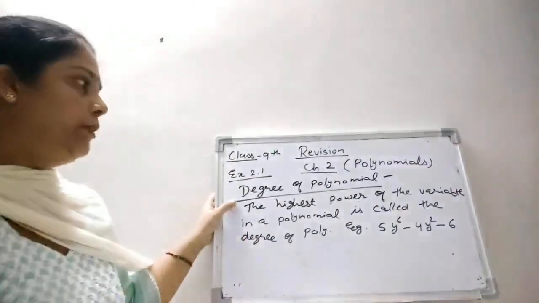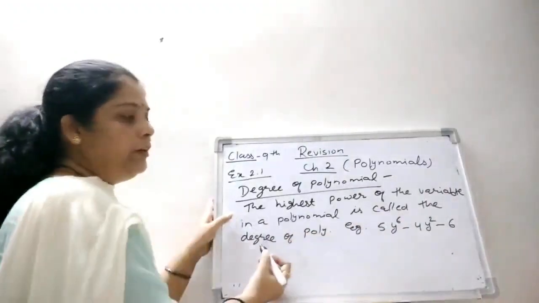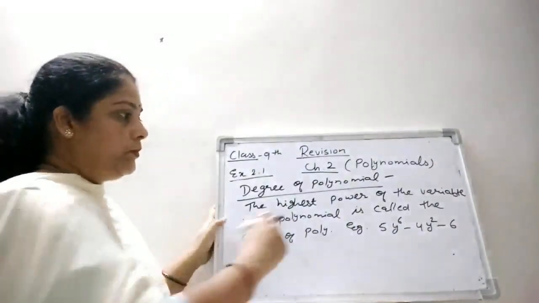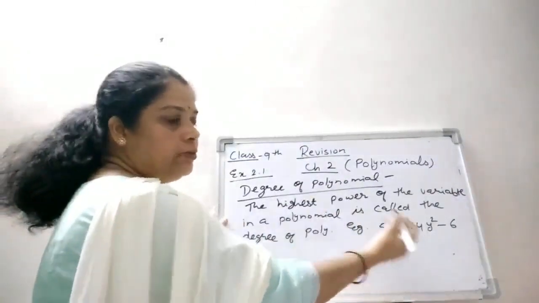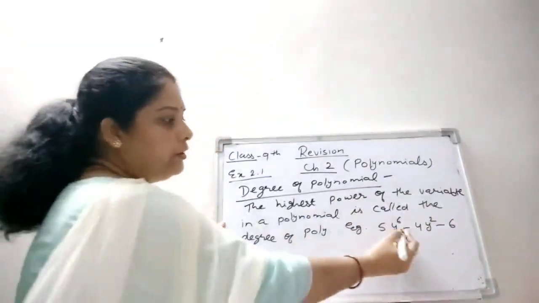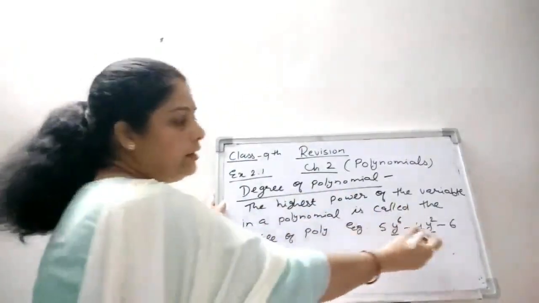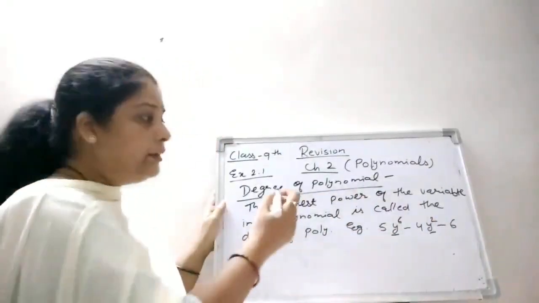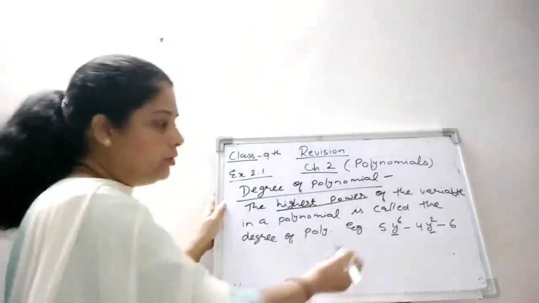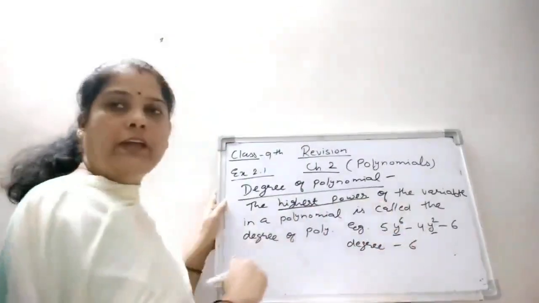Now, the degree of a polynomial. The highest power of the variable in a polynomial is called the degree of the polynomial. For example, 5y^6 − 4y² − 6. Here the variable is y. The power of y is 6 in one term and 2 in another. The highest power is 6, so the degree of this polynomial is 6.